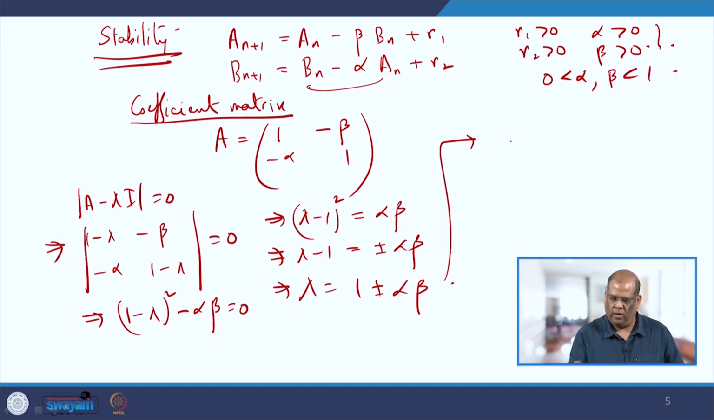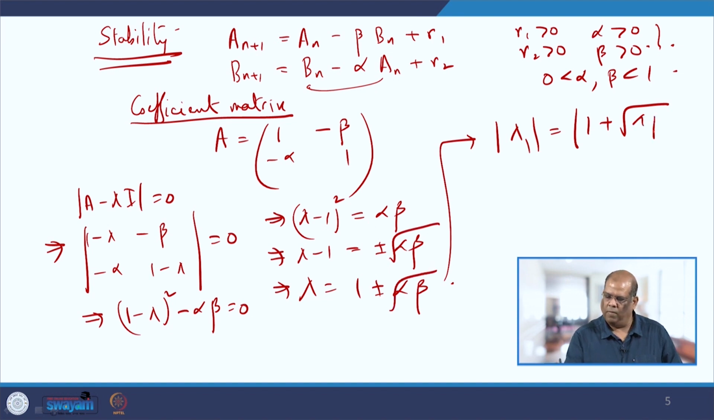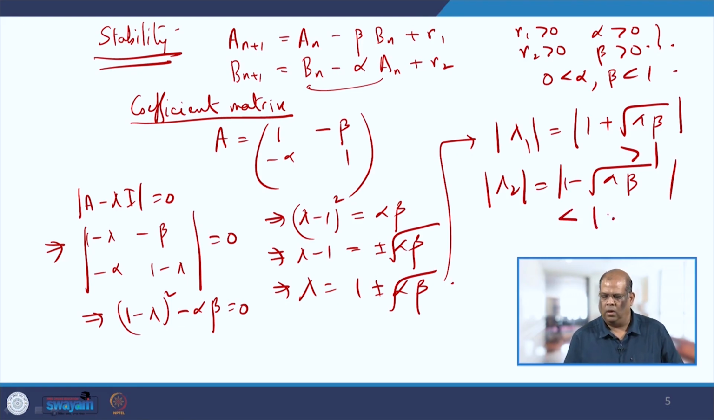So, if I take mod lambda 1, the first value 1 plus root alpha beta, clearly this is greater than 1, and mod lambda 2, which is 1 minus root of alpha beta, this is less than 1. So, one of the eigenvalues is greater than 1 in modulus and the other eigenvalue's modulus is less than 1. So, your equilibrium point is a saddle.